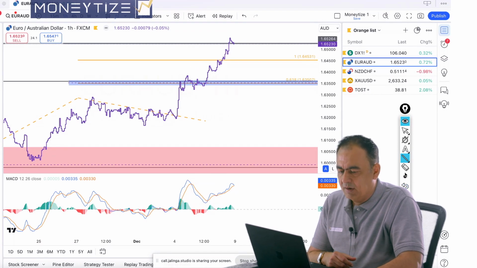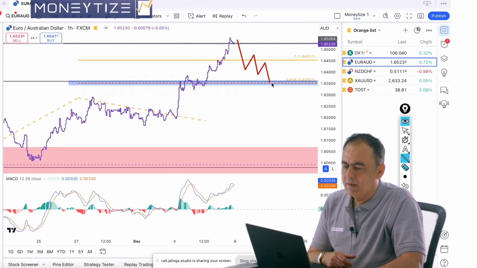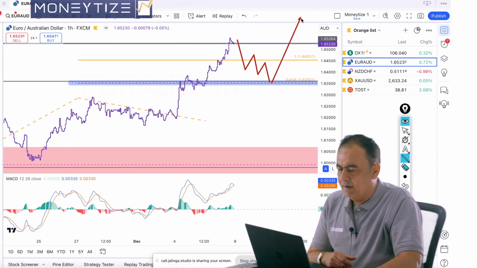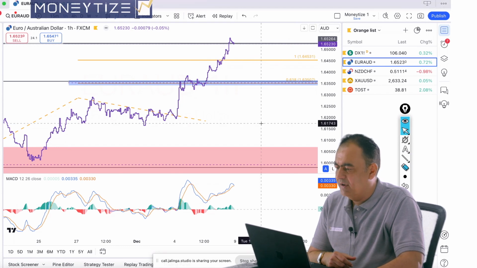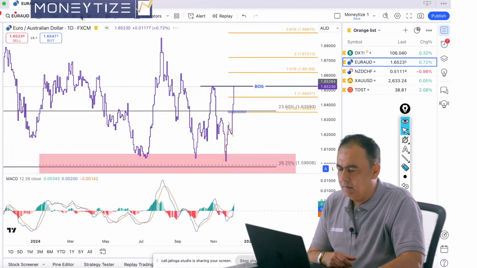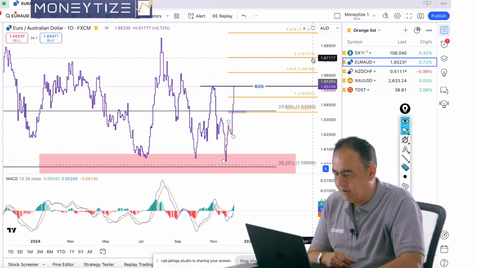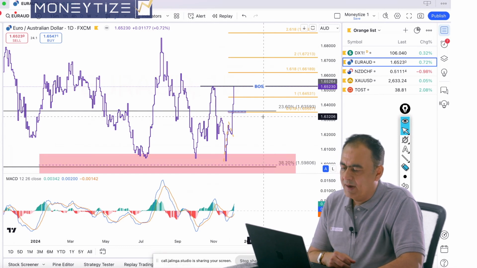So which means there will be a short-term pullback from the current price, and I believe it should take support at the highlighted zone, which is a magnet support area, and it should resume its bullish trend, and the next target is Fib extension 1.618. In terms of price level, it's going to be 1.6618, followed by 1.6723. So the plan is to buy the dips.